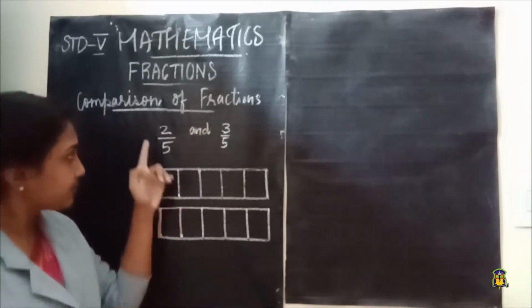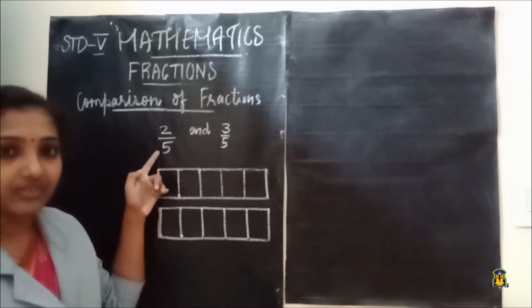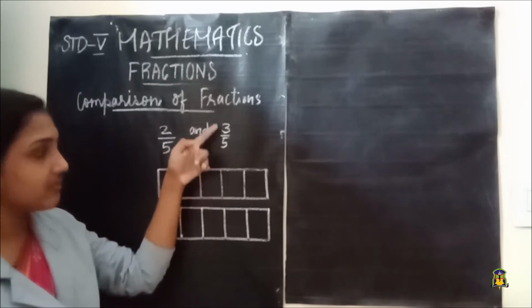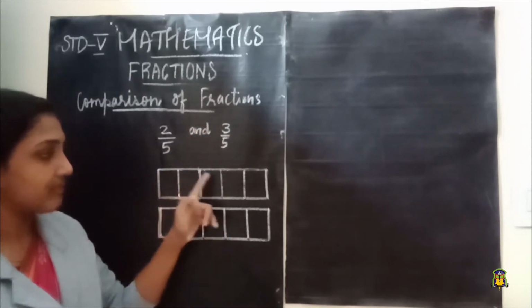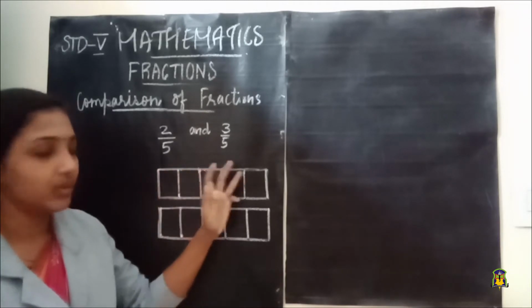So 2 by 5 means what? Dividing it into 5 and from that taking 2 parts. Here also, dividing it into 5 and taking 3 parts. So I have got a chocolate piece and I have divided it into 5 equal parts: 1, 2, 3, 4, 5.